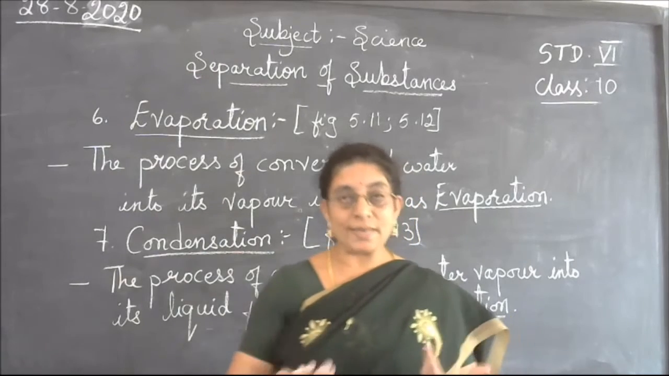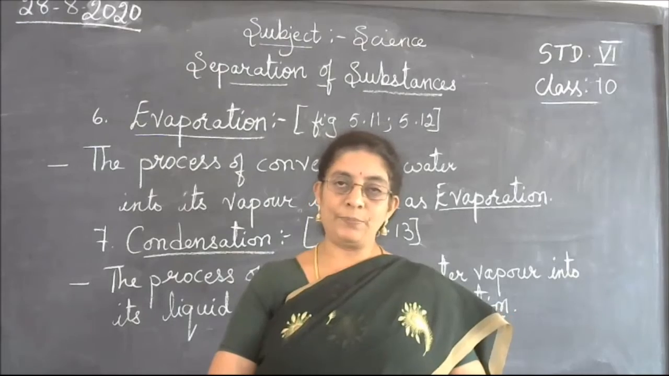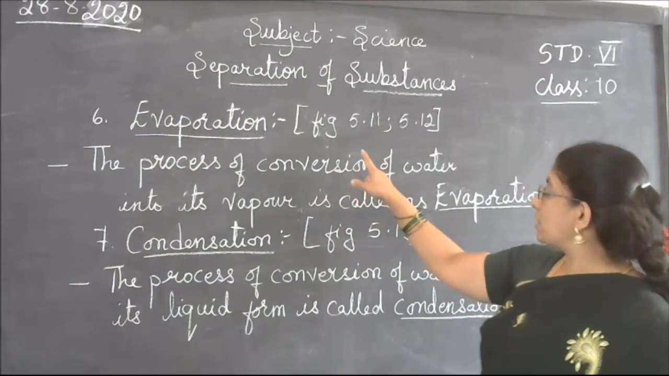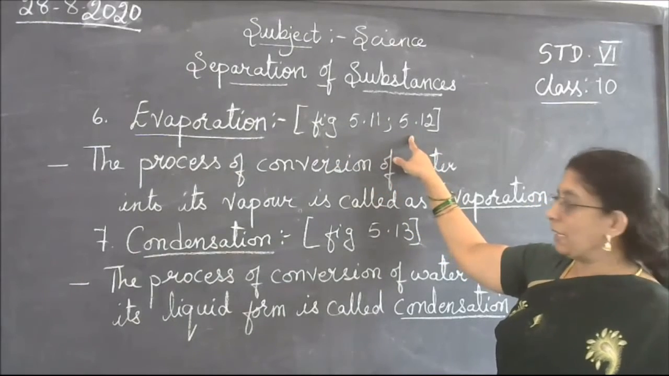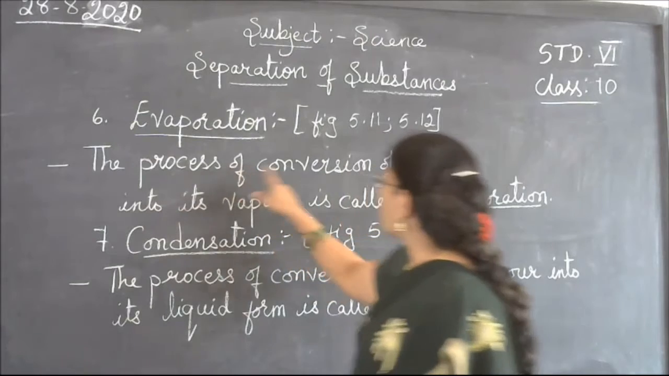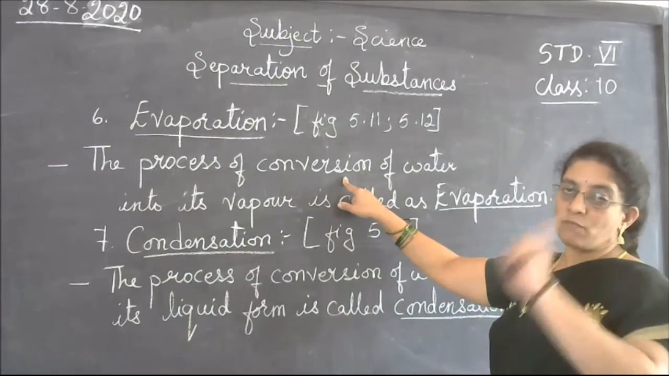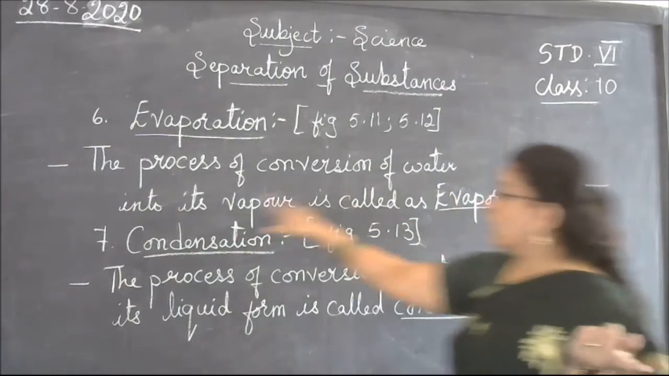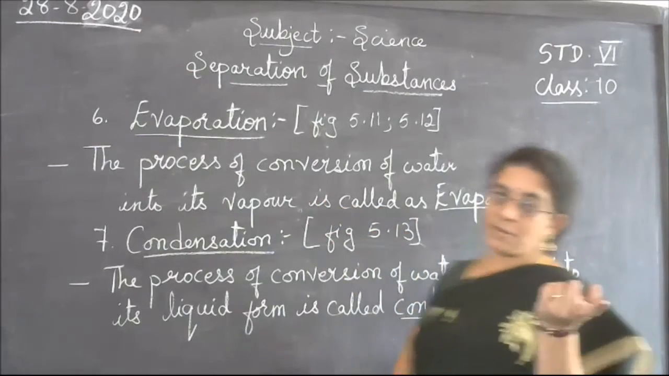Okay, all that has been evaporated due to the heat of the sun. So that is called evaporation. So evaporation, refer to figures 5.11 and 5.12. Okay, so the process of conversion, meaning changing from one form to the other form, of water into its vapor is called evaporation.